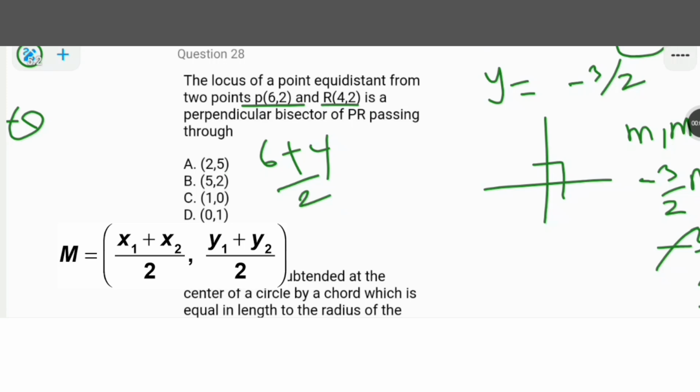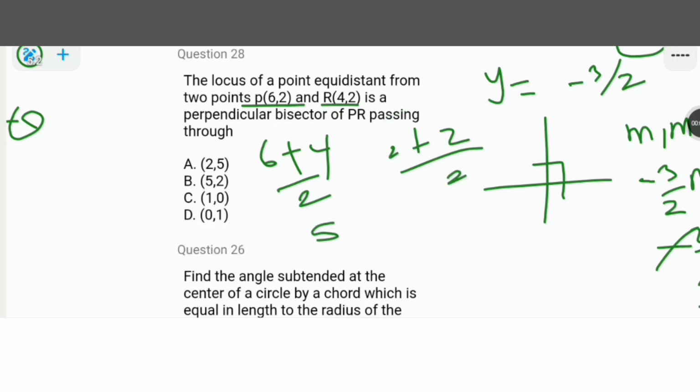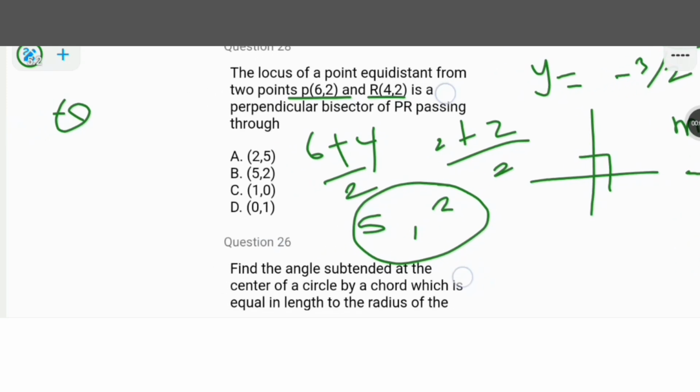The first value for y is 2. The second one is 2. So you're going to add that together. 2 plus 2 and divide it by 2. So 6 plus 4 is 10. 10 divided by 2 will give you 5. 2 plus 2 is 4. 4 divided by 2 will give you 2. So 5, 2. That will be the middle of P and Q.